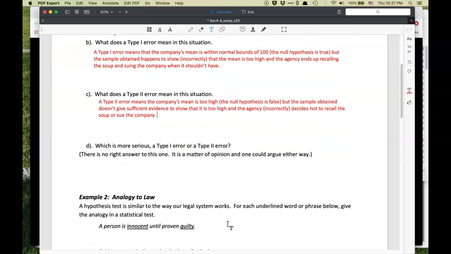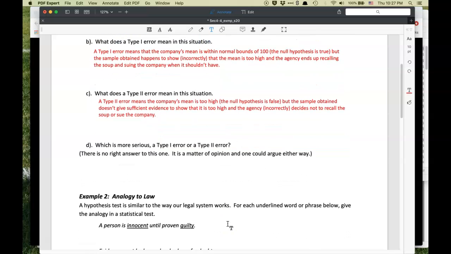So which is more serious, a type 1 or type 2 error? There's no right answer, I suppose. But the thing is, they both seem pretty serious, but I guess from the benefits of the consumer, I would say, from my perspective, for the consumer, type 2 would be a more serious error, right? Because that would mean it's possibly unsafe, and we conclude that it is safe.